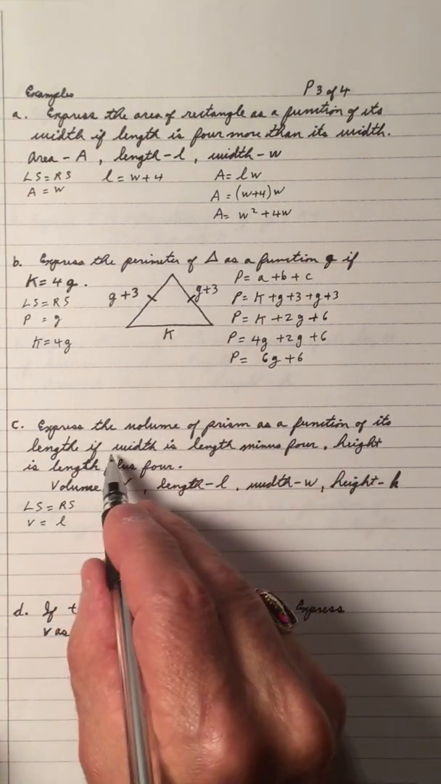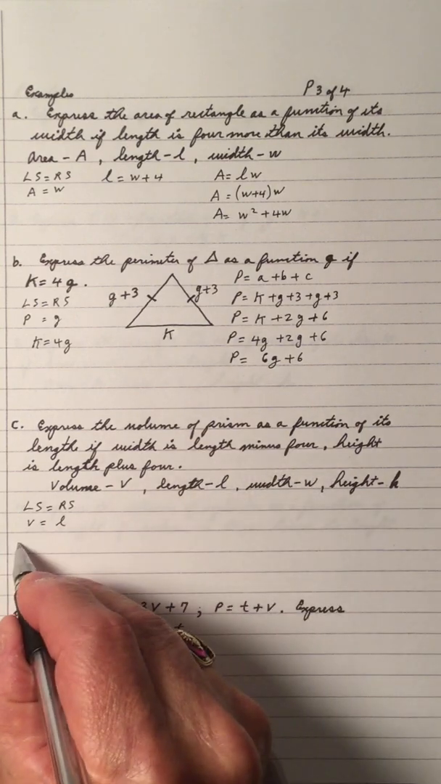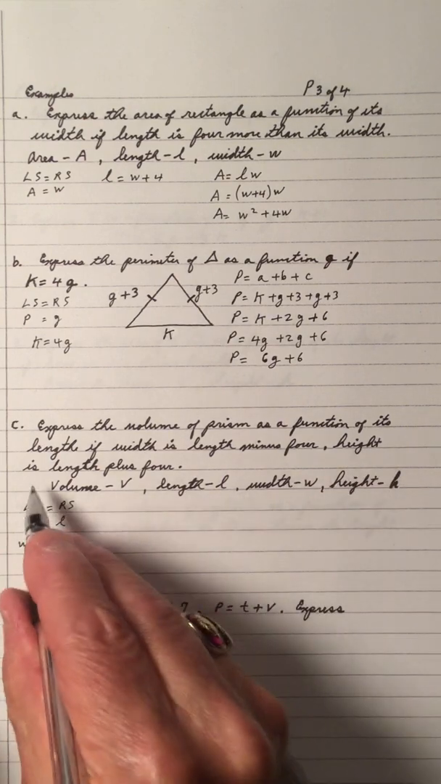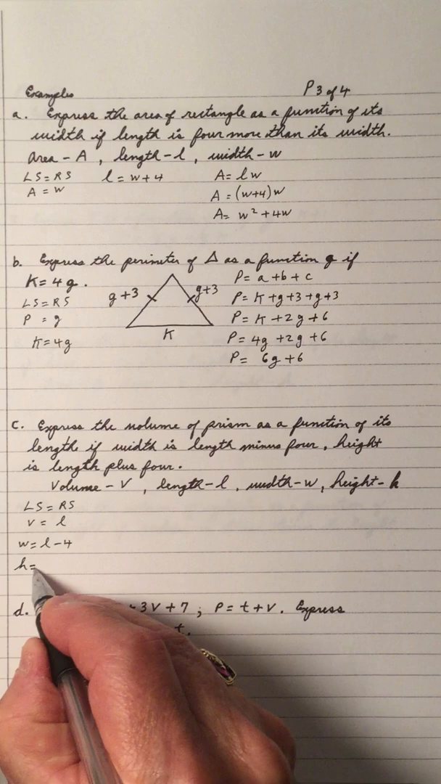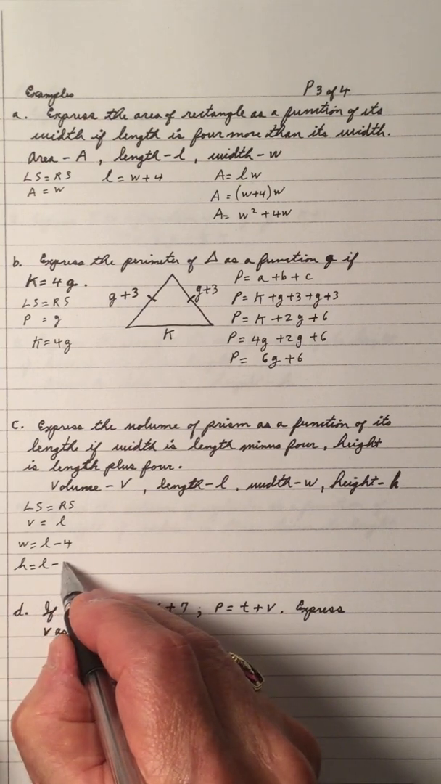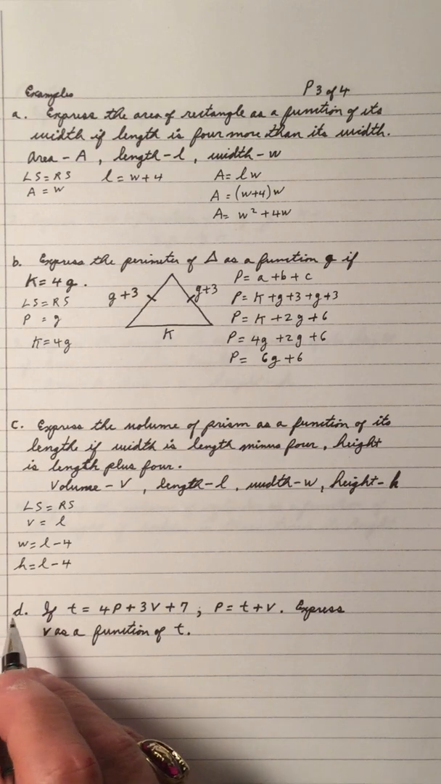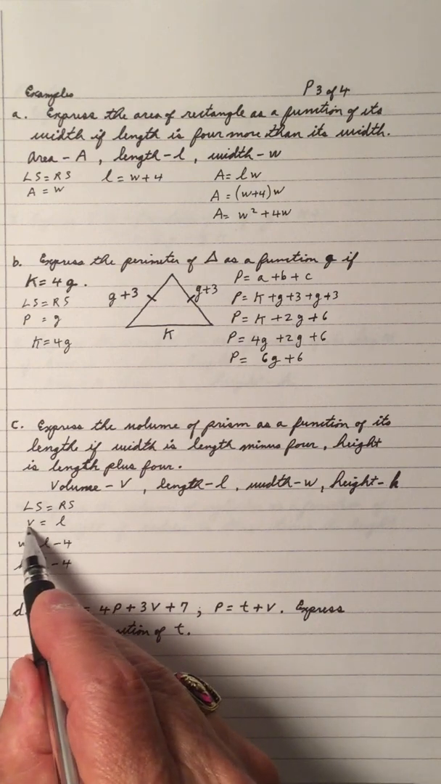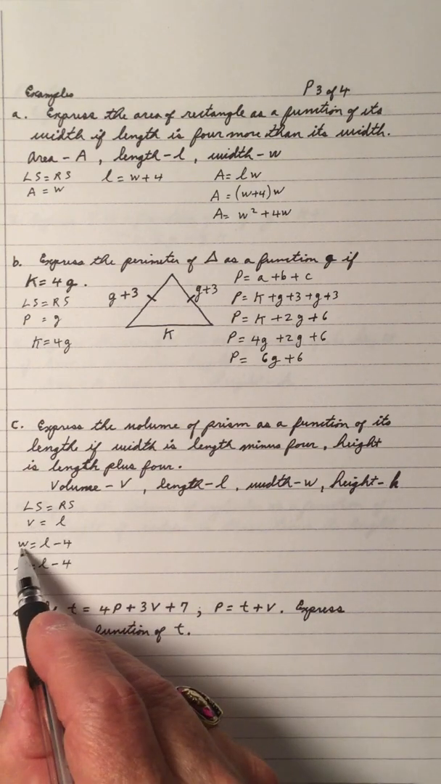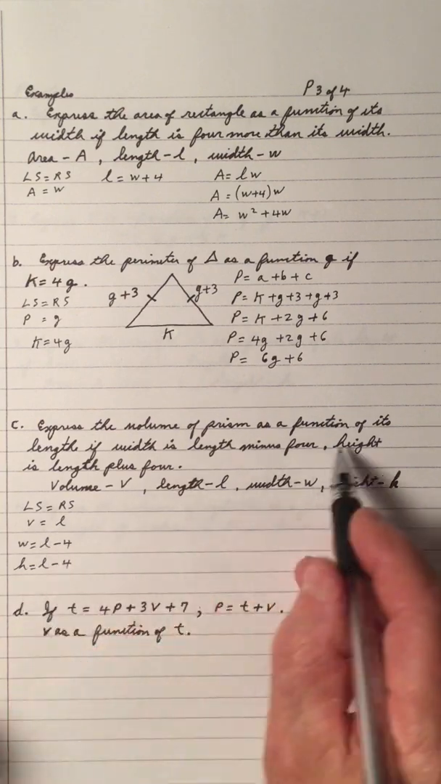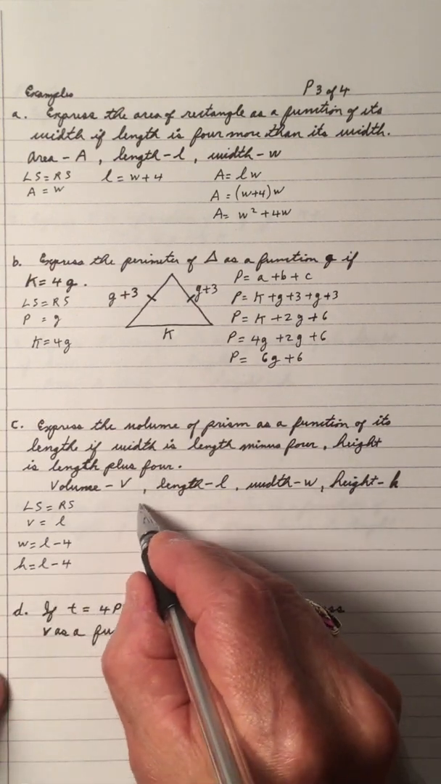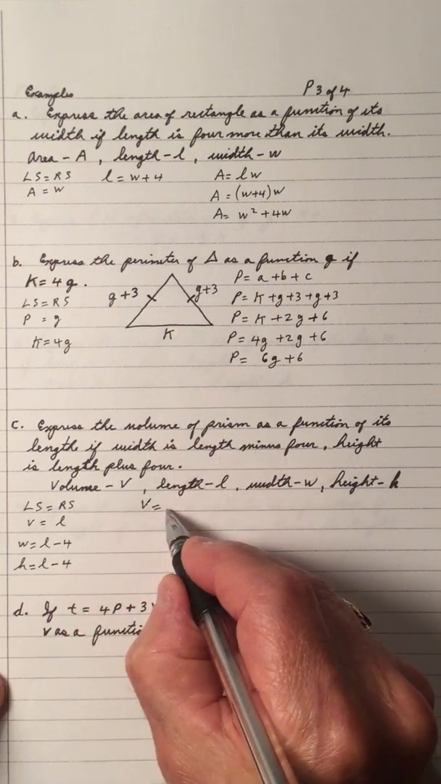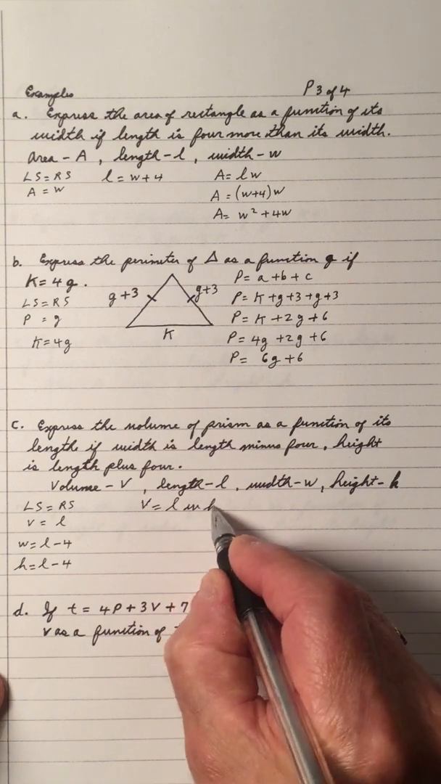Okay. And the area, now we want the volume. So let's continue. The width is the length minus 4. The height is the length plus 4. So we want the volume in terms of the length. Width is length minus 4, height is length plus 4. So we want the volume, and the volume of a rectangular prism is length times width times height.